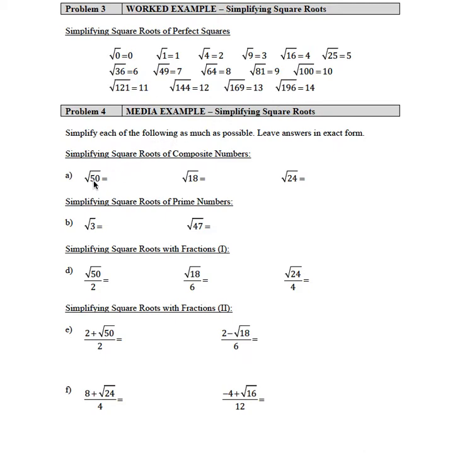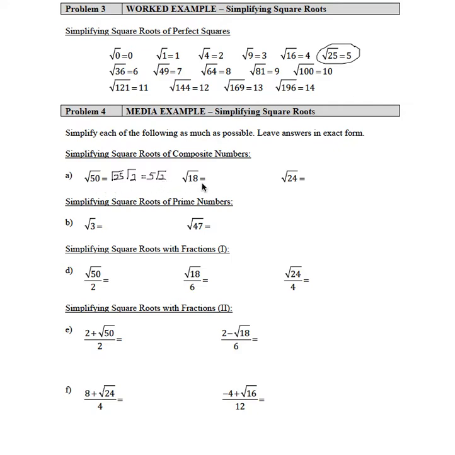So we have the square root of 50 here. 50 is composite, meaning it's not a prime number. So I have factors of 50 other than itself and 1, mainly 25 and 2. So I can rewrite the square root of 50 as the square root of 25 times the square root of 2. Well, the square root of 25 is one of our perfect squares here. That is 5 times the square root of 2, and that's as simple as we can make square root of 50.